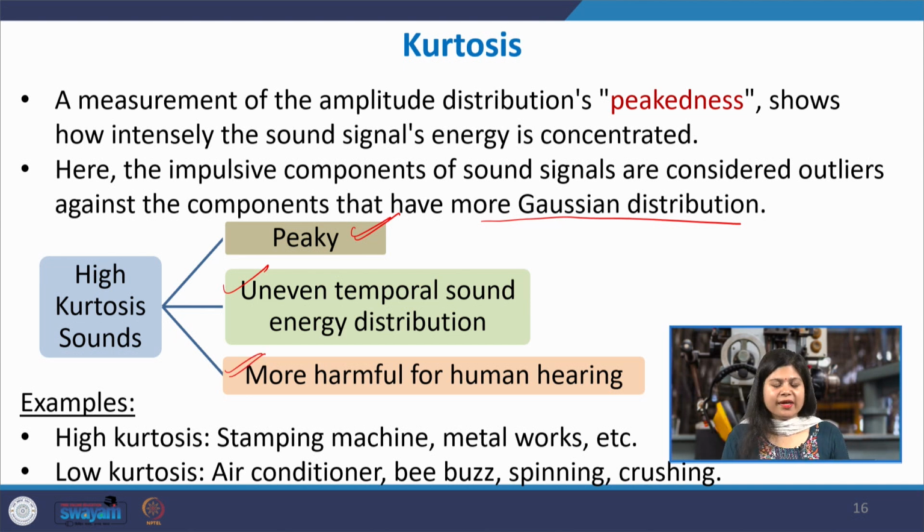Some examples of high kurtosis signals are stamping machines, metal works, etc. These are more irritating to the human ear, with more impulsive sounds, sudden high intensity bursts and all that, whereas low kurtosis sound could be some machinery which is continuously running in a steady state. Any steady state machinery running continuously, like an air conditioner, the buzzing of a bee, is very much like a Gaussian distribution, spinning and crushing.